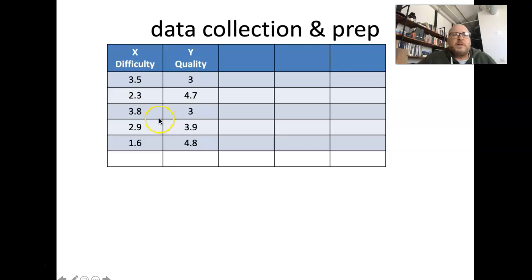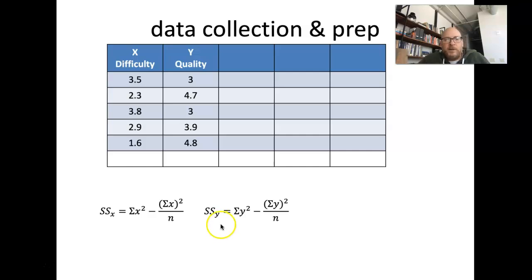Those values are going to be filled in here. And notice that I've left a row down there. That's because I'm going to need the sums of squares, and so I want to be able to sum things up. This should be a familiar formula. This is the quick formula for getting the sums of squares for X, so we'll do that for difficulty. We'll find the sums of squares for Y using the exact same formula. Notice the only thing that's different is that there's a Y where there used to be an X.